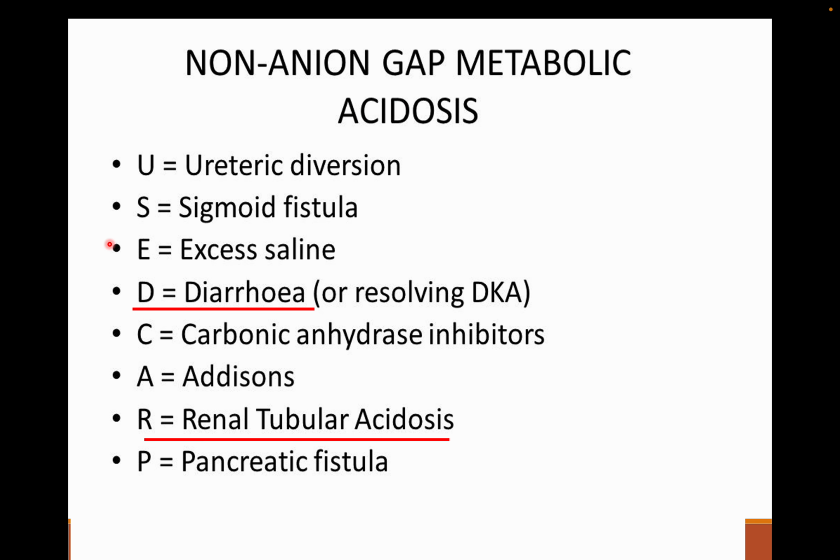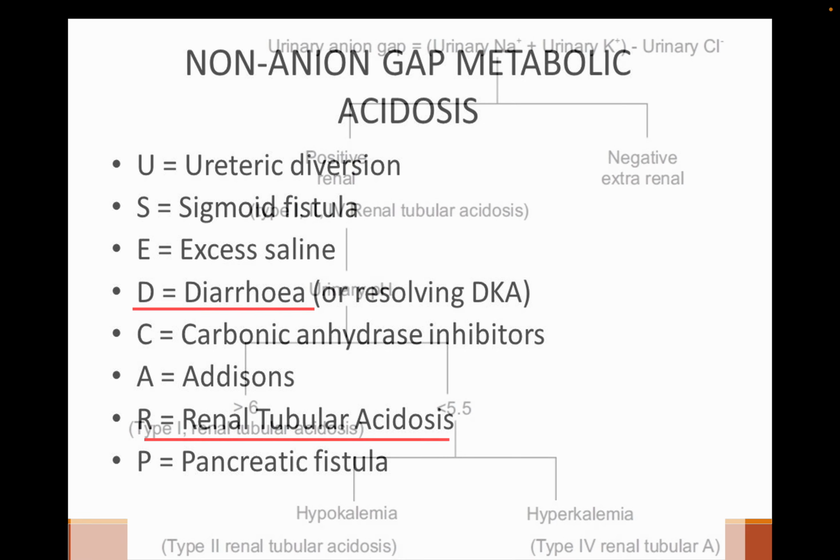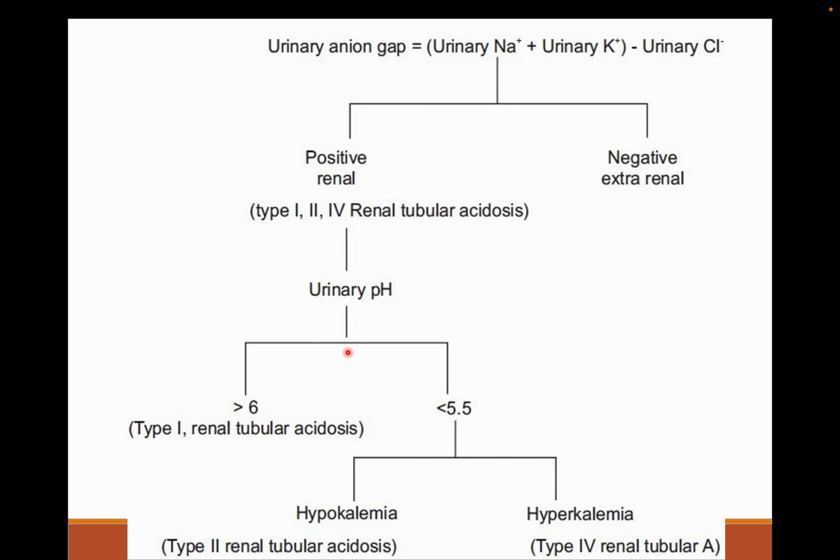Though there is a bicarbonate loss, it is compensated with the conservation of chloride. So ureterosigmoidostomy, saline infusion, diarrhea, drugs, Addison's, renal tubular acidosis, total parenteral nutrition. HAGMA: ketoacidosis, uremic acidosis, lactic acidosis and toxins. These are the NAGMA causes again: ureteric diversion, sigmoid fistula, excess saline, diarrhea, carbonic anhydrase inhibitors, Addison's, renal tubular acidosis, pancreatic fistulas and all. So how do you differentiate this?